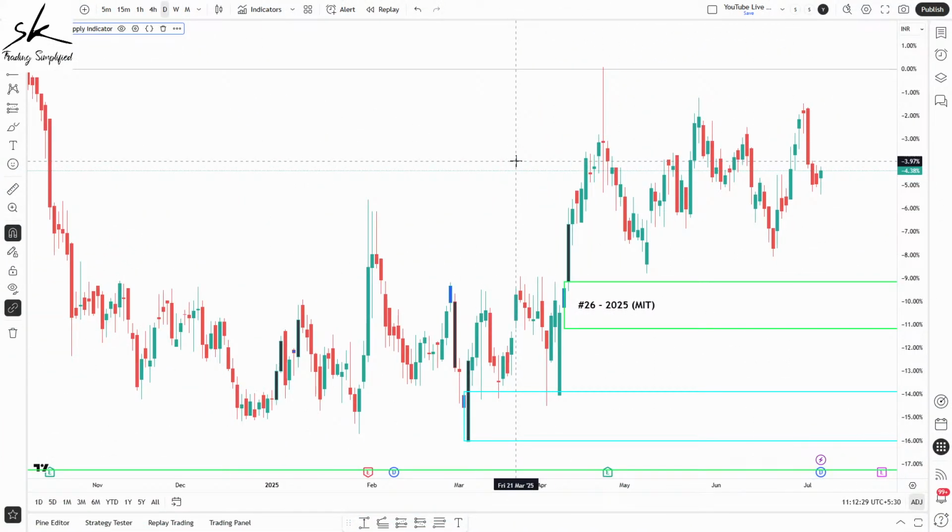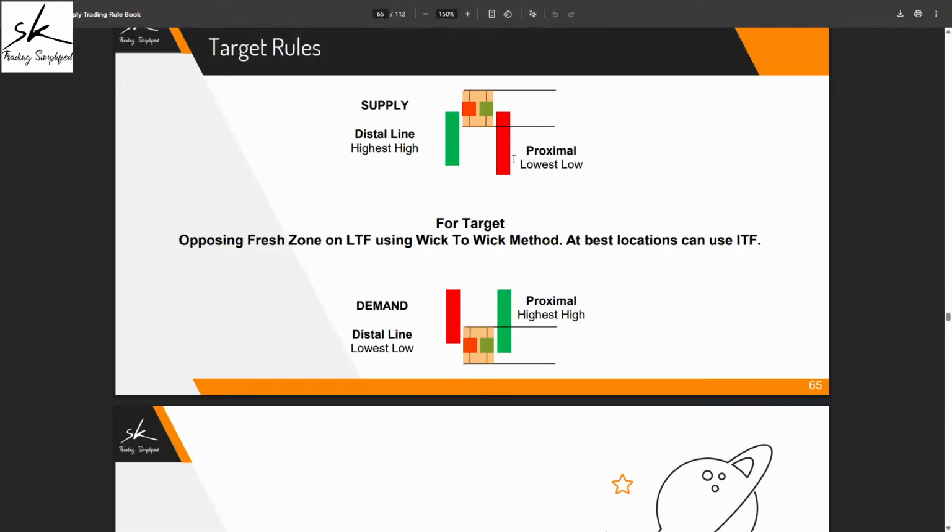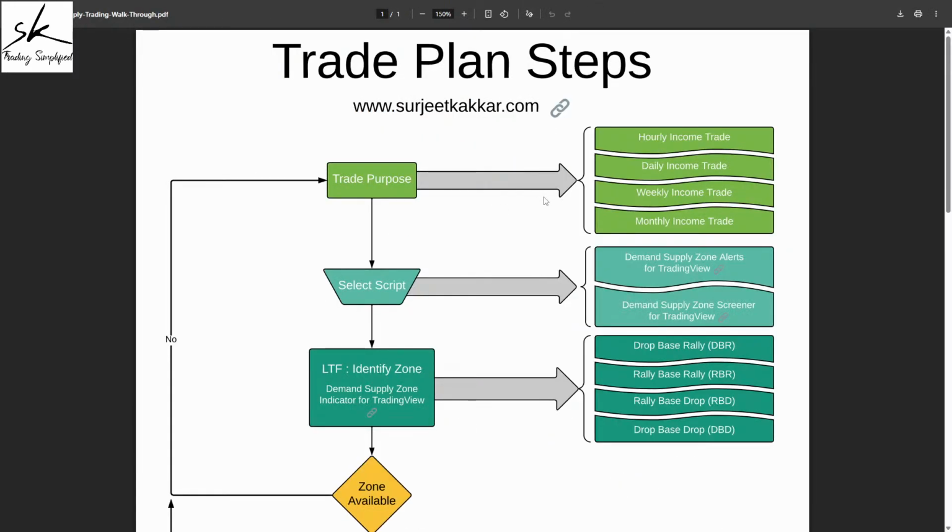Great. So this is our today's example. We'll start with the analysis for this now. Perfect. Now, whenever we talk about trading, I always say trading has to be a very mechanical and rule-based process.